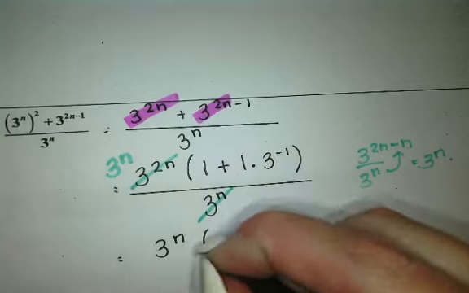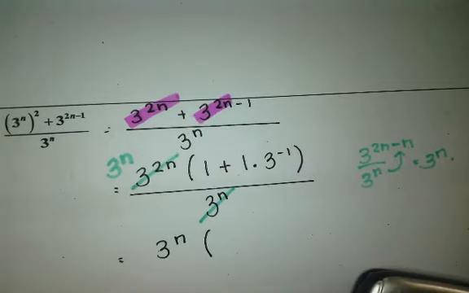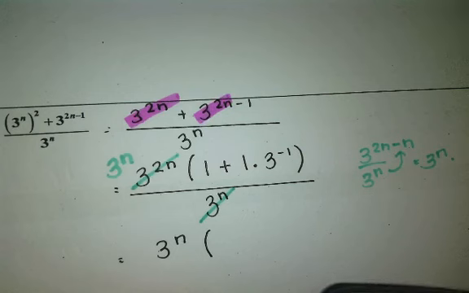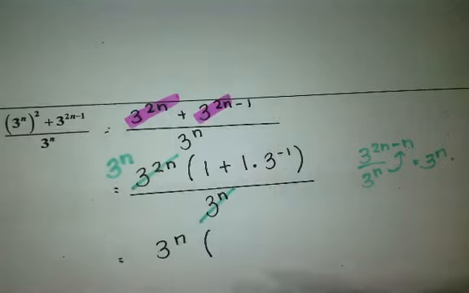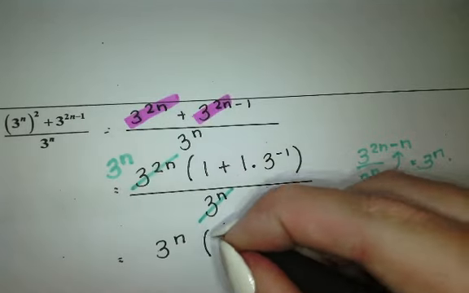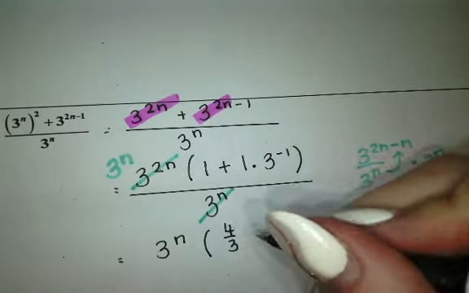Okay, so I've got 3 to the power of n, and in brackets I've got 1 plus, or let's just make that 1 times, let's say 1 times 3 to the power of negative 1. That gives me a third. If I add plus 1, it gives me 4 over 3. Okay, so 4 over 3.